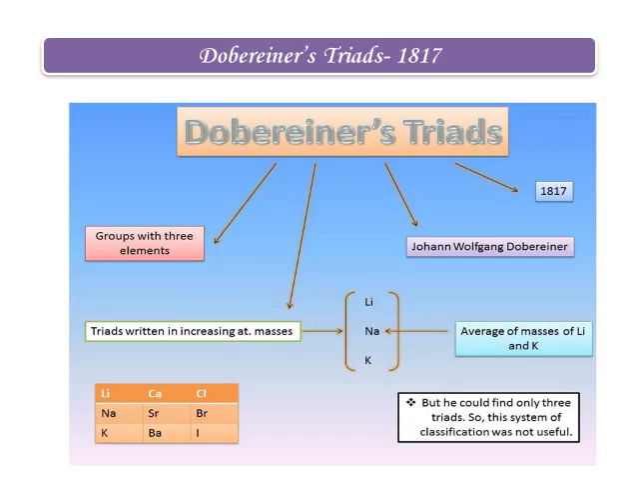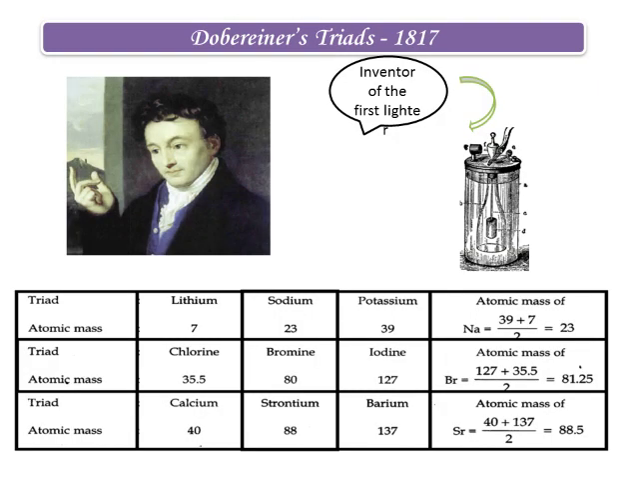The Döbereiner triads, 1817. The German chemist Johann Döbereiner in 1817 first observed similarity in the elements on the basis of their properties. He saw groups consisting of 3 elements, triads, which have similar chemical and physical properties. In every group, the atomic weight of the middle element was half of the sum of the atomic weights of the other 2 elements. For example, in the triad lithium, sodium, potassium: lithium has atomic mass 7, potassium has 39. You calculate 39 plus 7 divided by 2. The sodium atomic mass is 23.